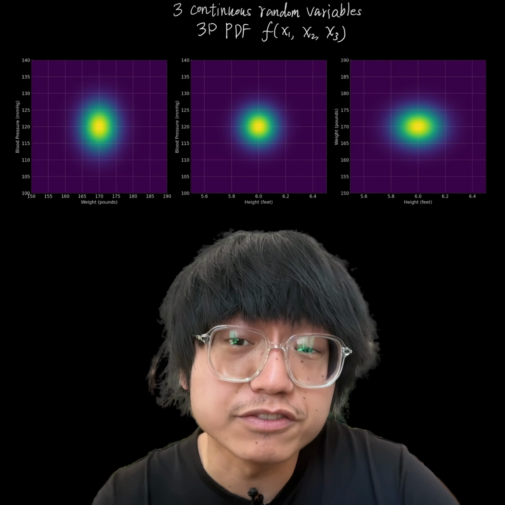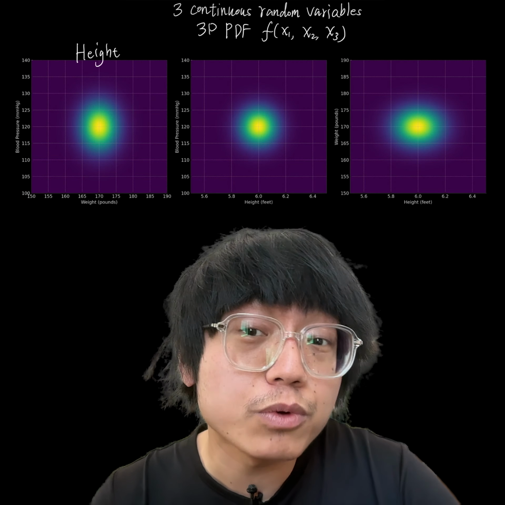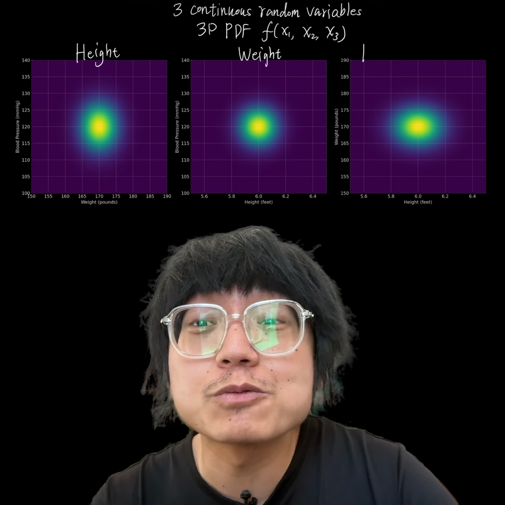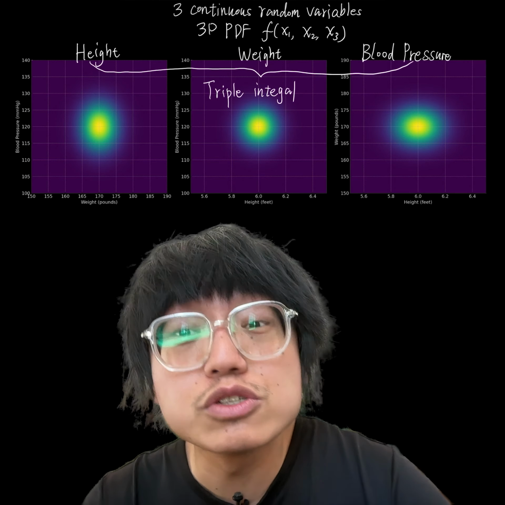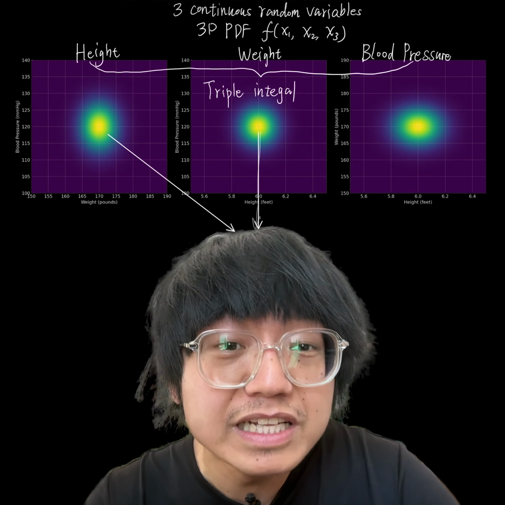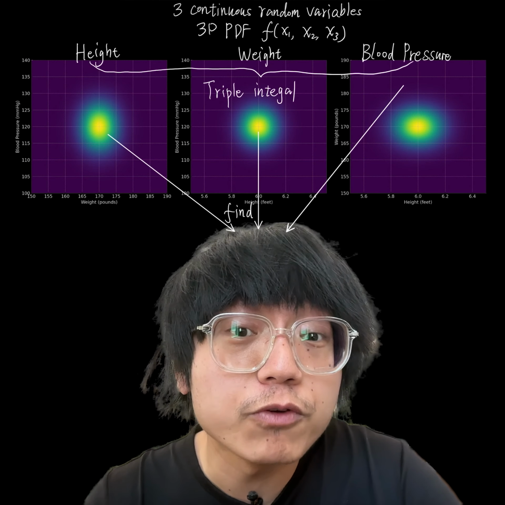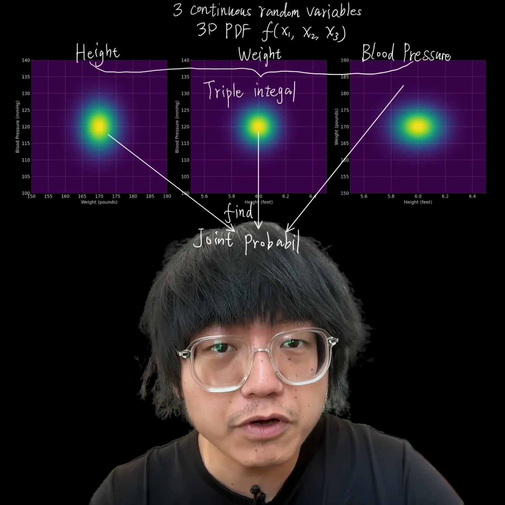In today's video, let's discuss how to deal with more than two continuous random variables by using three-dimensional probability density functions f of x1, x2, and x3, such as when we consider height, weight, and blood pressure. So this triple integral is used to find the joint probability of these three variables falling within specified intervals.